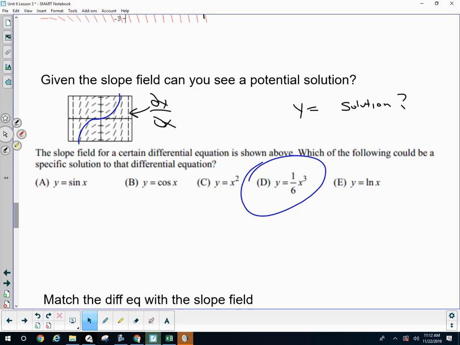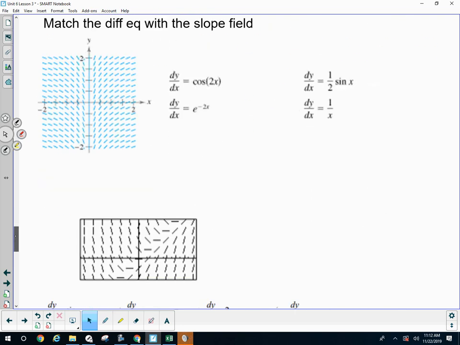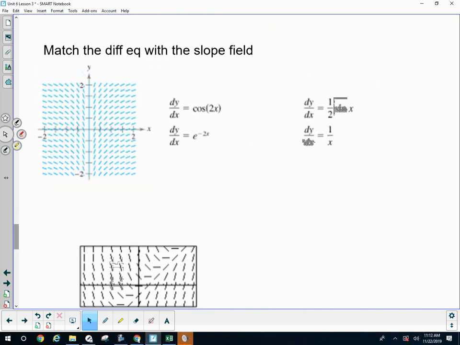Okay, now that led us to the next part of what you're expected to do with these slope fields. The next part is, if I give you a slope field, can you determine which differential equation produces that slope field? Here's my advice. Pick some points where you see obvious tangent slopes.